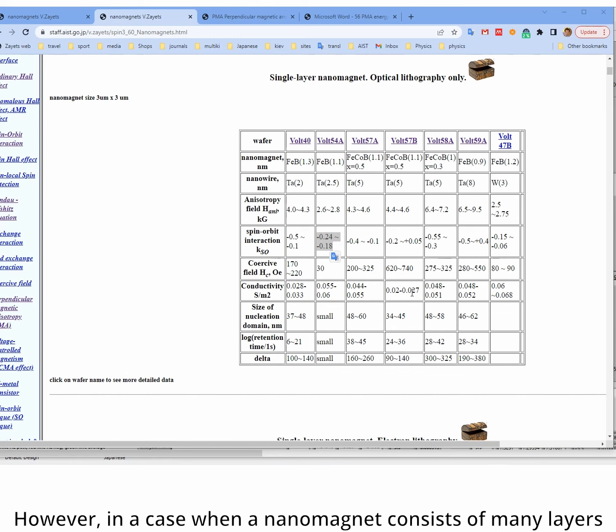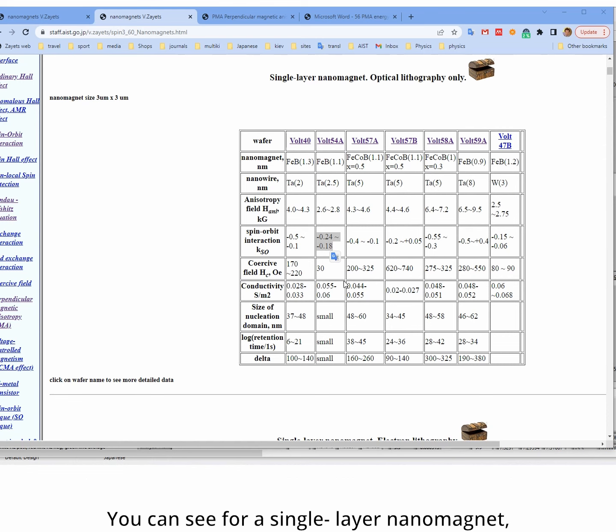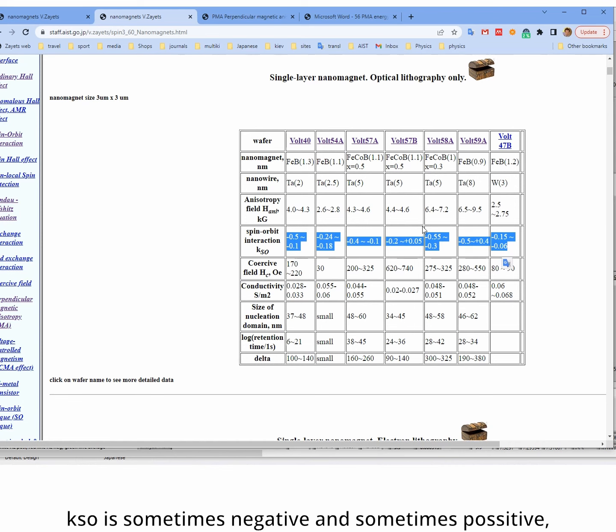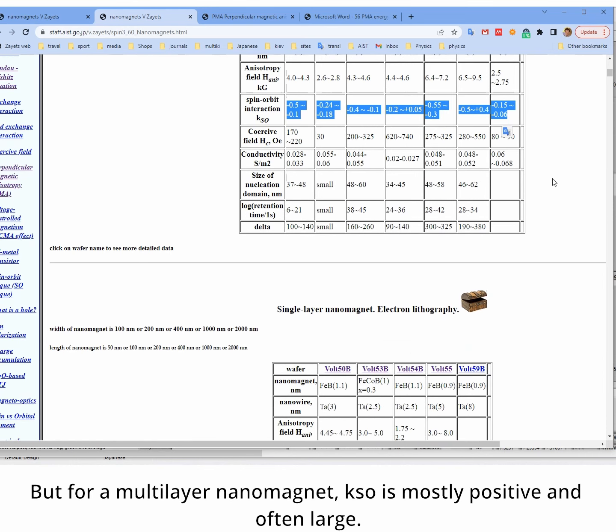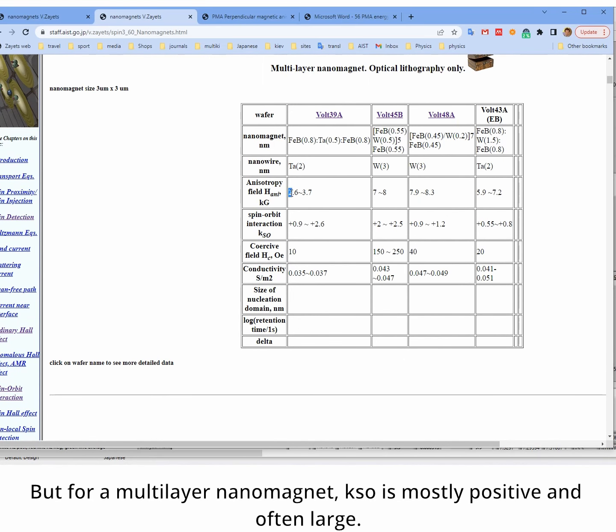However, in case when a nanomagnet consists of many layers and therefore has many interfaces, coefficient of spin-orbit interaction is usually positive and often large. You can see for a single layer nanomagnet, coefficient of spin-orbit interaction is sometimes negative, sometimes positive, but mostly it's negative. But for multilayer nanomagnet, coefficient of spin-orbit interaction is mostly positive and often large.